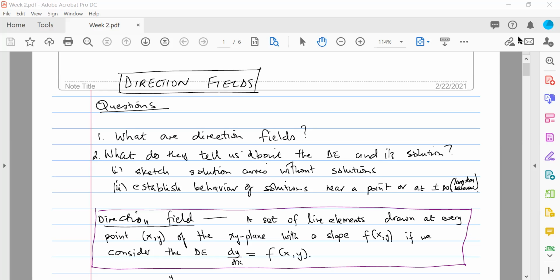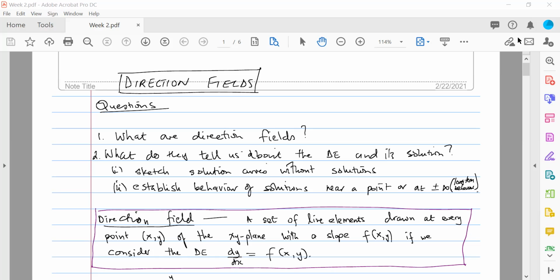Then one of the answers that can come to your mind is, why not use direction fields? So for you to use direction fields, you need to know what they are, and what they tell us about the differential equation and its solution. Basically, you then need to sketch the curves without solutions. So you get solution curves without knowing the exact solution of the equation.